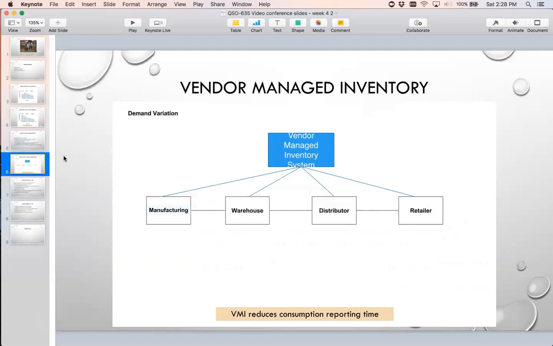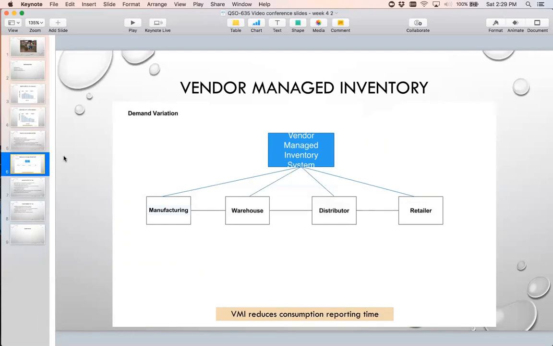Okay. I'm going to go over vendor managed inventory. This is a fairly simple concept. Basically, vendor managed inventory places all of the control of your supply chain elements with the vendor. And it does this through sharing information throughout the entire system. So now all of these different elements have the information that they require to provide the vendor with the product that they need.